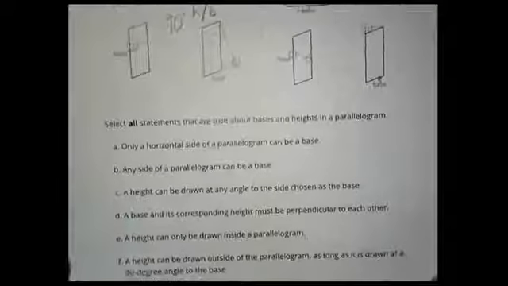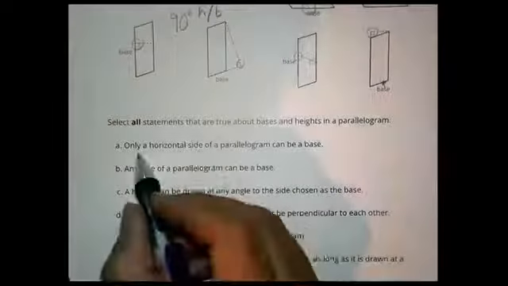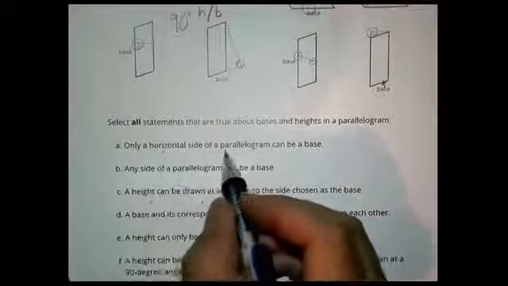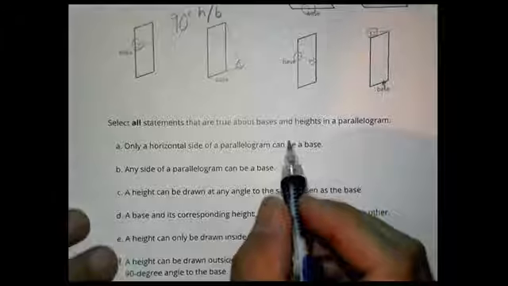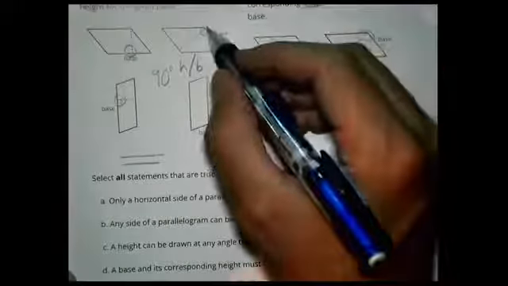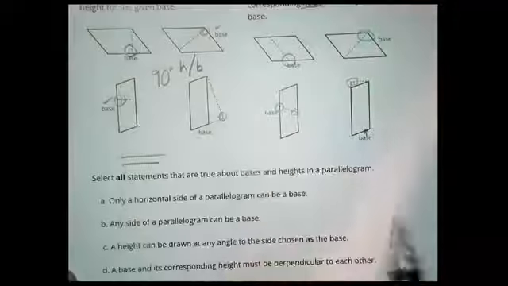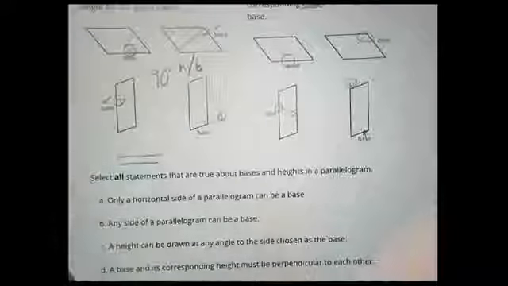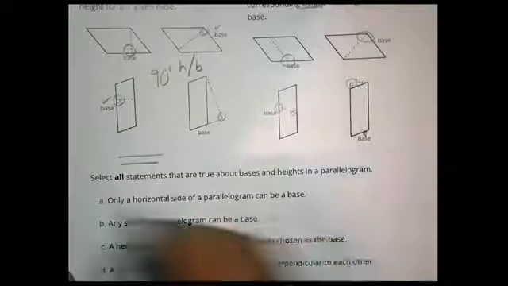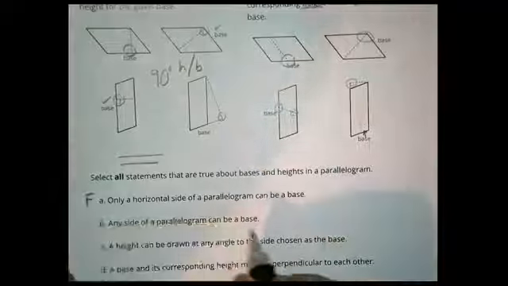Select all the statements that are true about bases and heights in parallelograms based upon what we just saw. Only a horizontal side of a parallelogram can be a base. Well, horizontal, what they're talking about is it has to go this way. When we look over here, is that a base? Yep. Is that a base? Yep. And those are not the horizontal ones, are they? So they gave one example horizontal, but that has nothing to do with it, okay? So that would be a false statement.